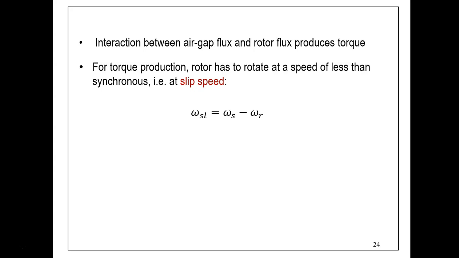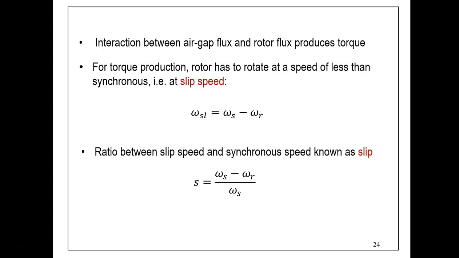And the difference between this synchronous speed, which is the speed of the rotating air gap flux, and the rotor speed is known as the slip speed. The ratio between the slip speed and the synchronous speed is known as the slip.